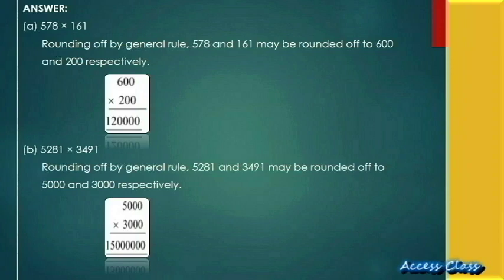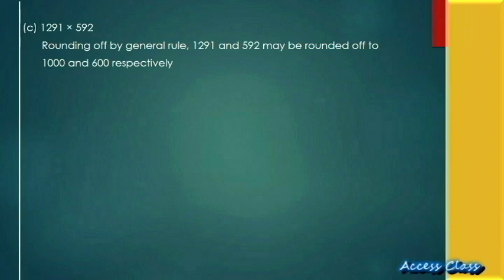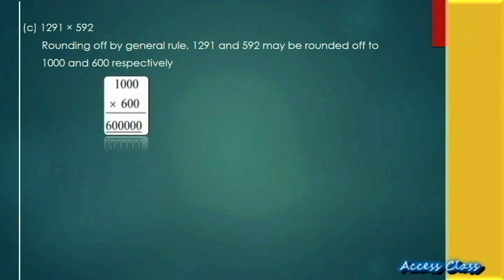Now next, C part. By rounding off 1291 and 592, what will you get here? You will get 1,300 and 600, and this is very easy for you. And the answer is 6 and how many zeros? 1 2 3 4 5. 6 and 5 zeros. Your answer is 6 lakh.